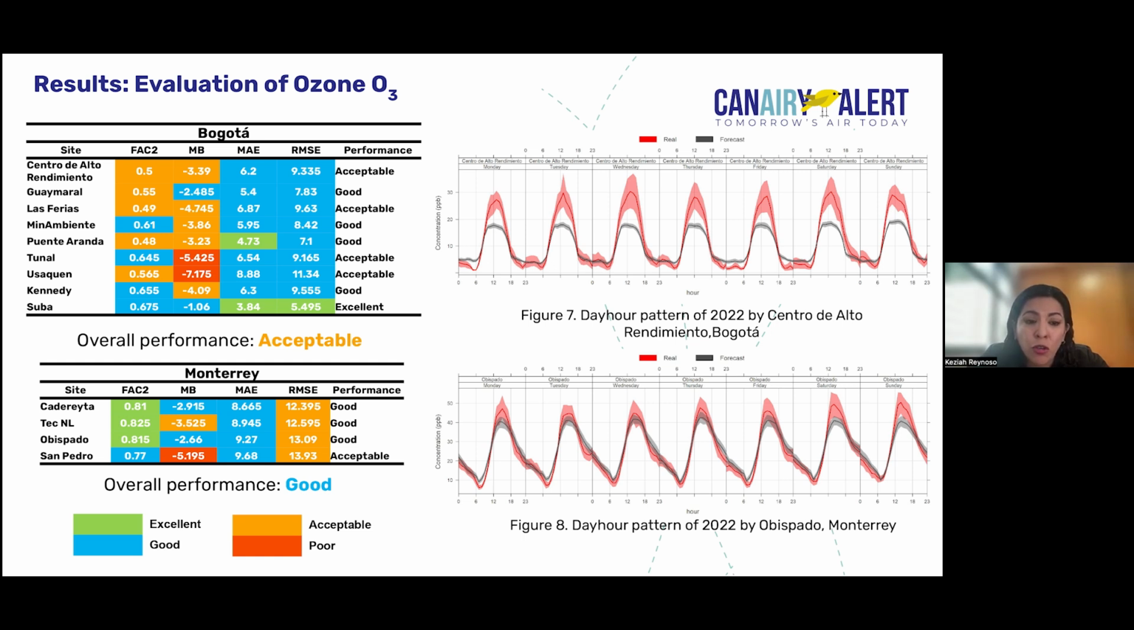Finally, we have some results for ozone. Here we found that the overall performance in Bogotá is acceptable, whereas in Monterrey it's good. Again, the general trends are followed, as you can see. But for the case of Bogotá, as I said before, the forecast is not accurate, it's not precise, even though it does predict the general trends of these pollutants.